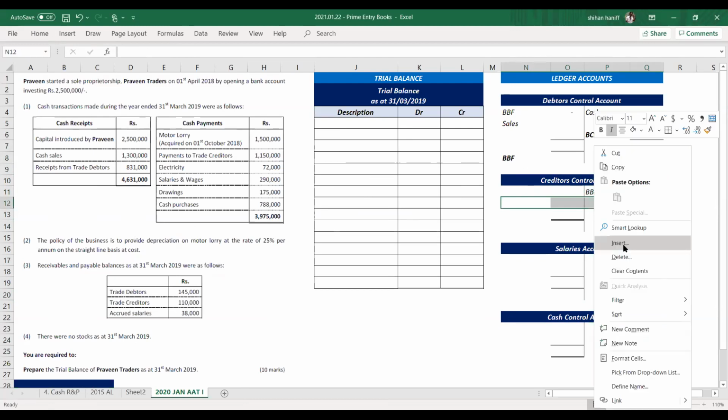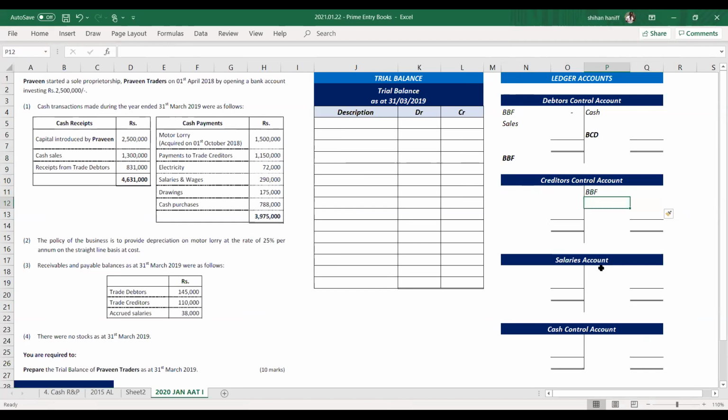Creditors control account, opening balance, then we need purchases, cash, balance. So first let's do these two accounts.